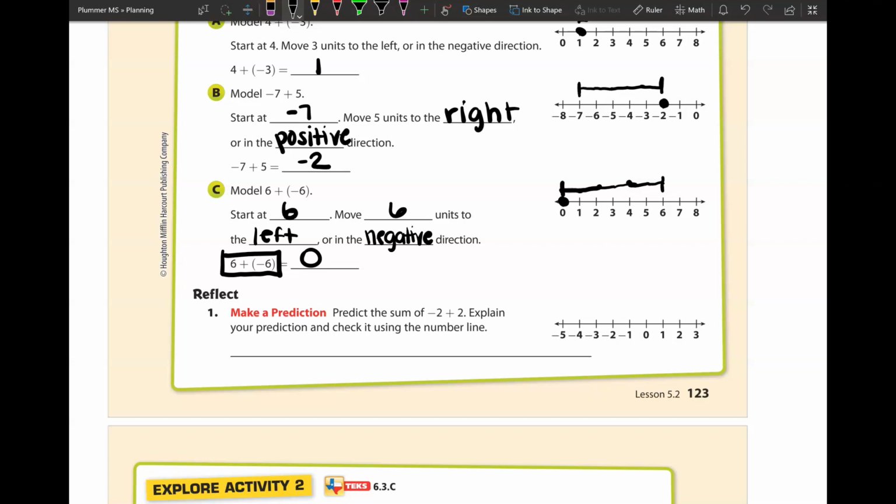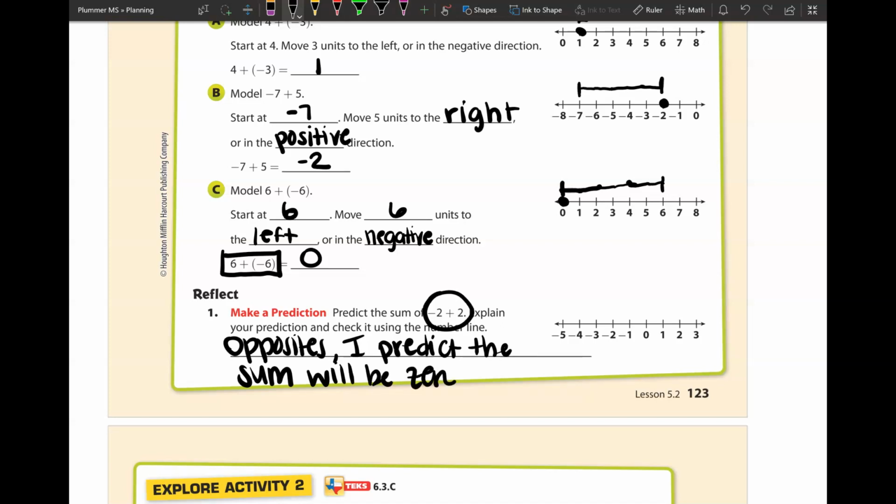Predict the sum of -2 plus 2. Explain your prediction and check it using the number line. Well, these numbers are opposites. So I predict the sum will be 0. So I'm going to start at -2. Oopsies. And since I'm adding a +2, I'm going to be going right in the positive direction. So 1, 2. And yep, I ended at 0.